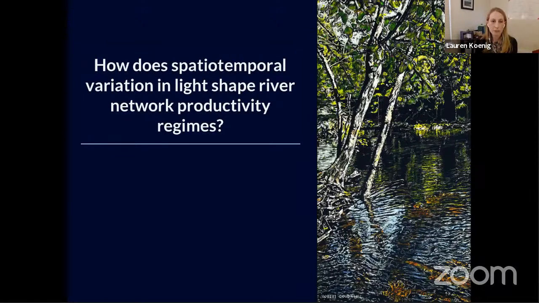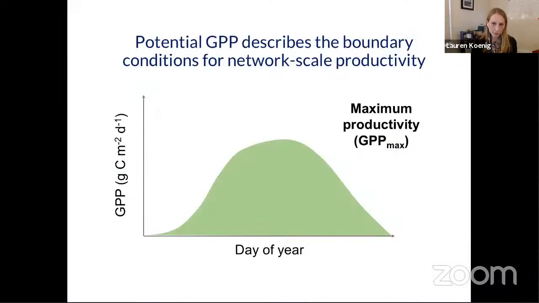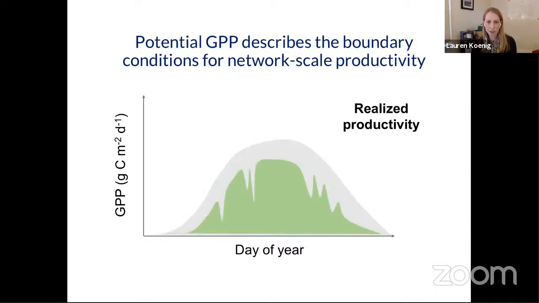First, how does spatiotemporal variation in light shape network productivity regimes? And in this part of the talk, I'm going to focus primarily on patterns of potential GPP. And at river network scales, potential GPP rates, which I'll call GPP max throughout the talk, tell us what the windows of opportunity are. And then we can pay attention to additional constraints like hydrologic disturbance within these windows.